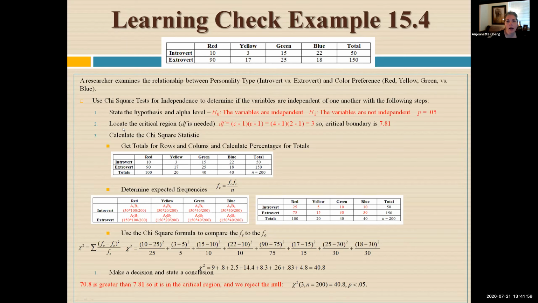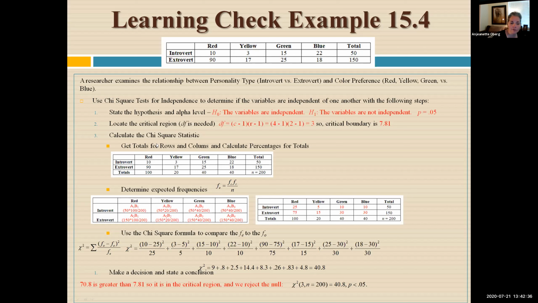So calculating our degrees of freedom, when we talk about columns, we had 4 columns, minus 1, and we had 2 rows, minus 1. So 3 times 1 equals 3. So the critical boundary, when we go to that chi-square distribution, and I'm not gonna go there because the technology is being funky, we look up an alpha level of 0.05 and degrees of freedom of 3, same as last time, and our critical boundary is 7.81. Now we have to calculate our chi-square.